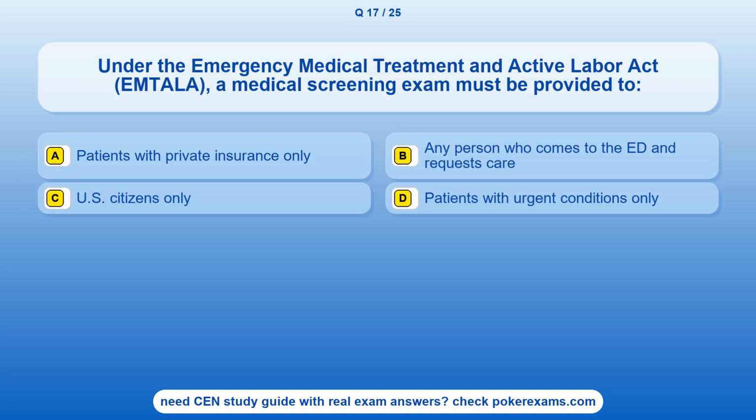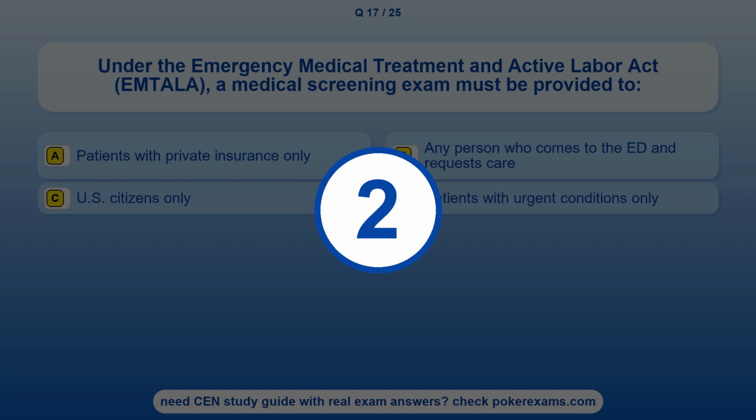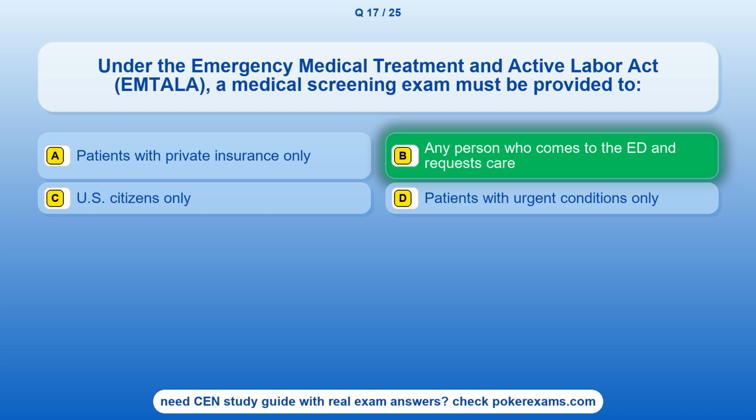Question 17. Under the Emergency Medical Treatment and Active Labor Act, EMTALA, a medical screening exam must be provided to Option A, patients with private insurance only. Option B, any person who comes to the ED and requests care. Option C, U.S. citizens only. Option D, patients with urgent conditions only. The correct answer is option B, any person who comes to the ED and requests care.